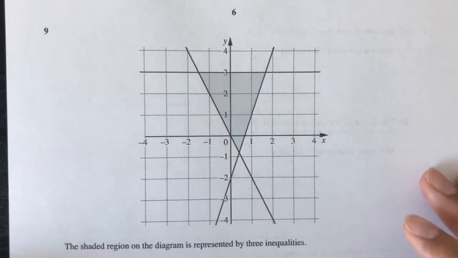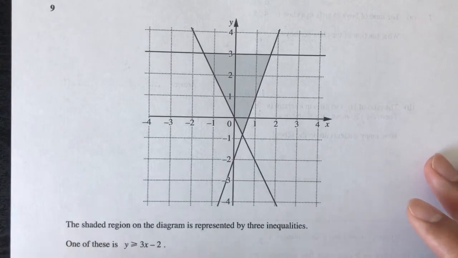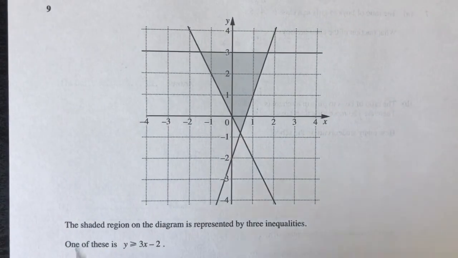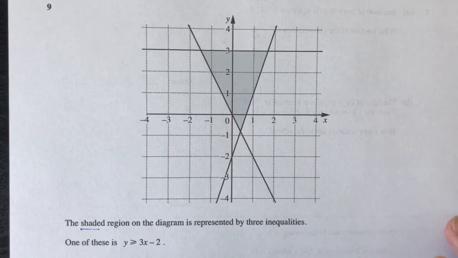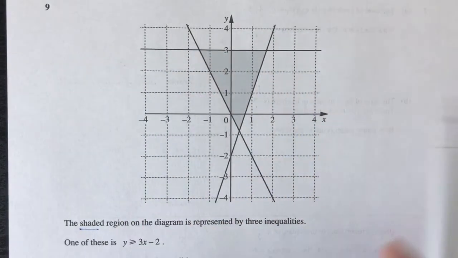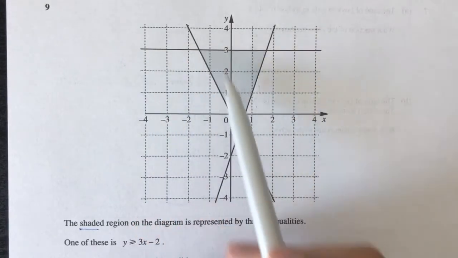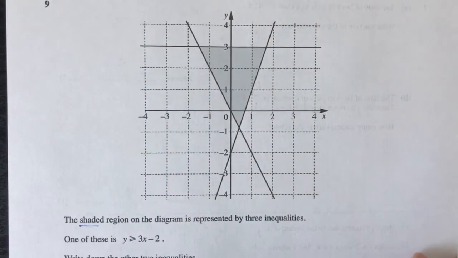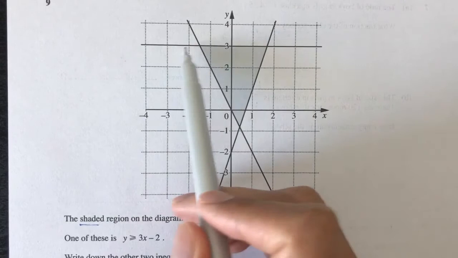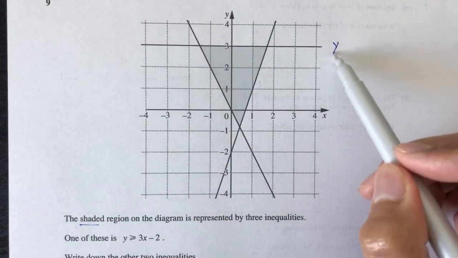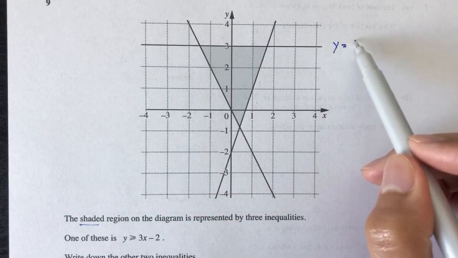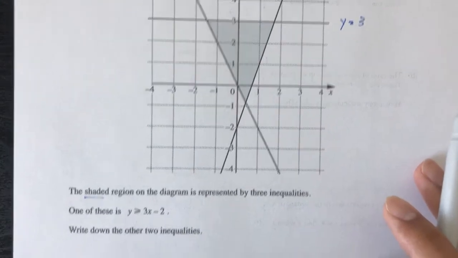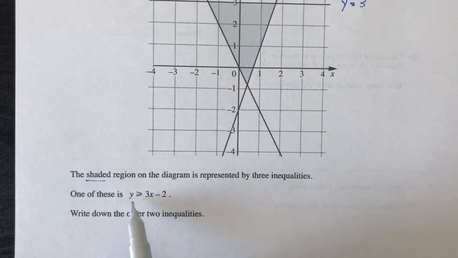So now moving on to question number 9. It says the shaded region on the diagram is represented by 3 inequalities. As you can see, the region is enclosed by these 3 lines. So here we see that this line, we know where it is. It is the line y equal to 3, right? And it says one of these inequalities is this line.